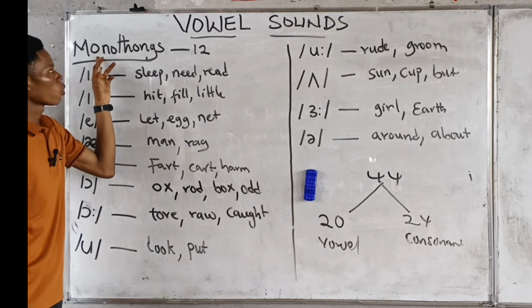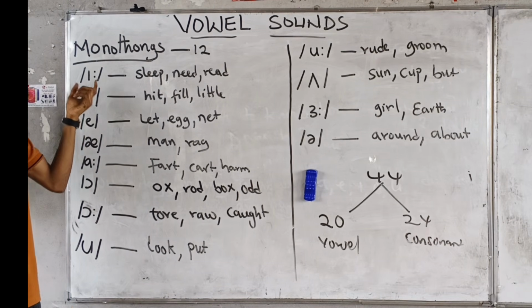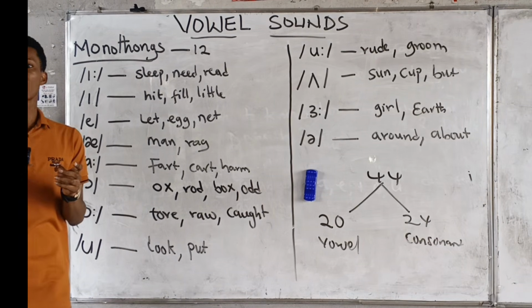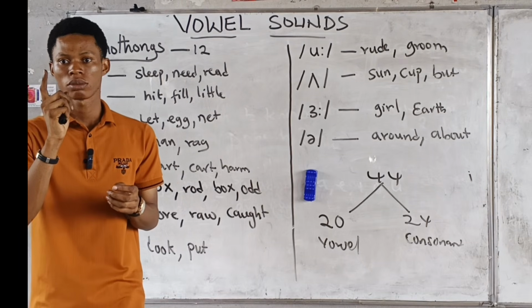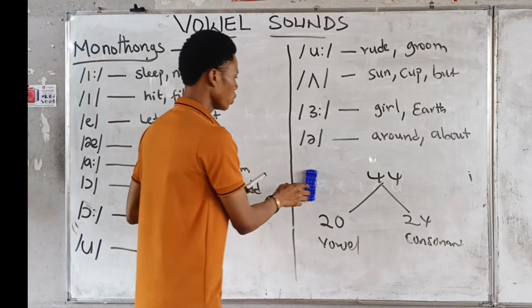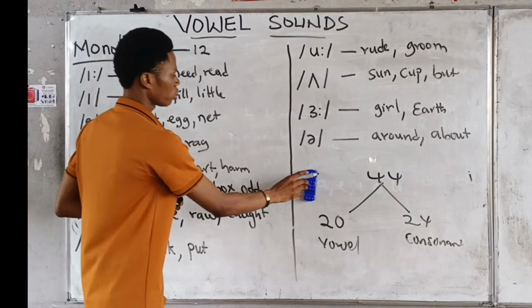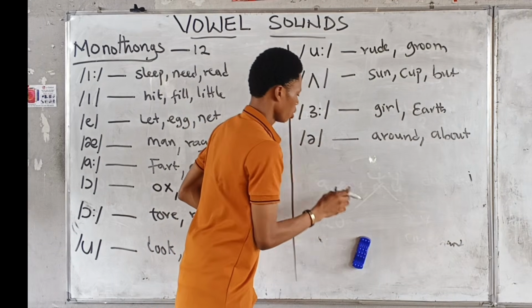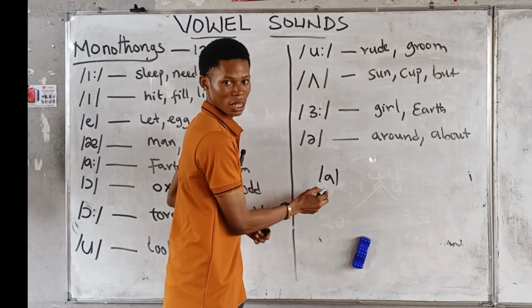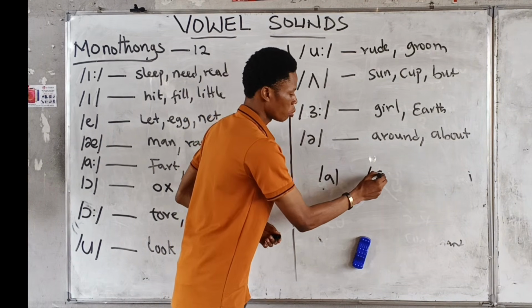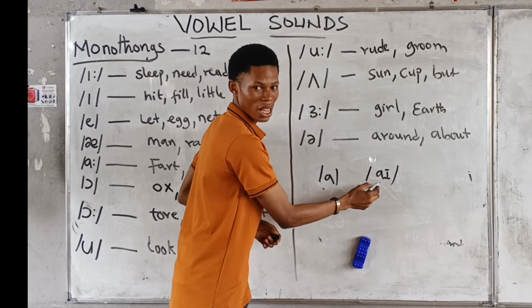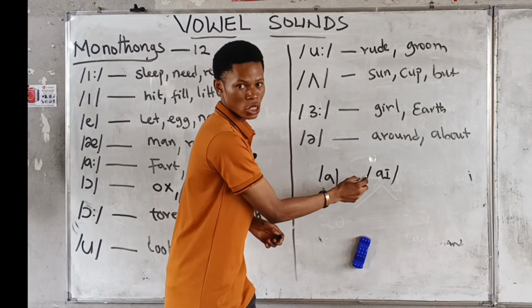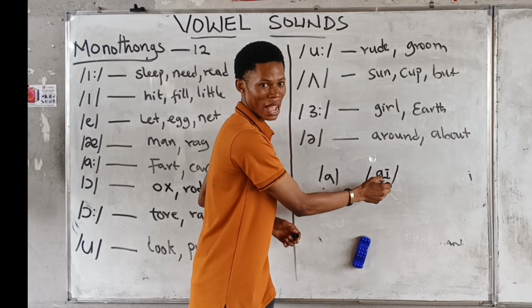Mono means what? One, right? Now, monophthong is any phonetic sound that you pronounce in one breath. If you have something like this, pronounce this for me. This is what? Alright, pronounce this for me. I. You see that you are gliding from one to another, right?